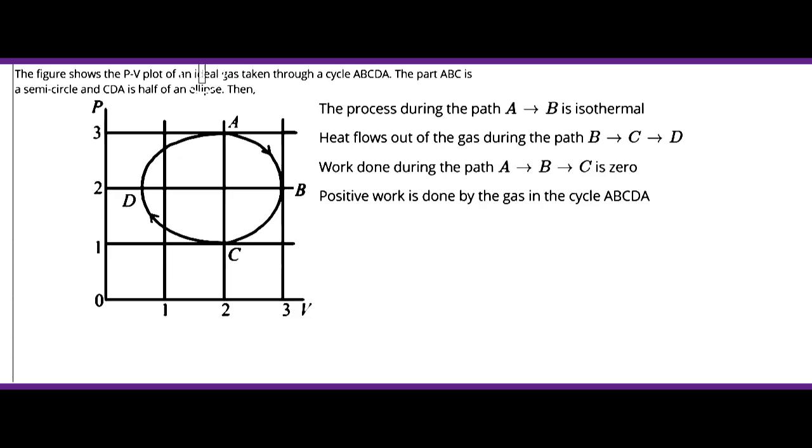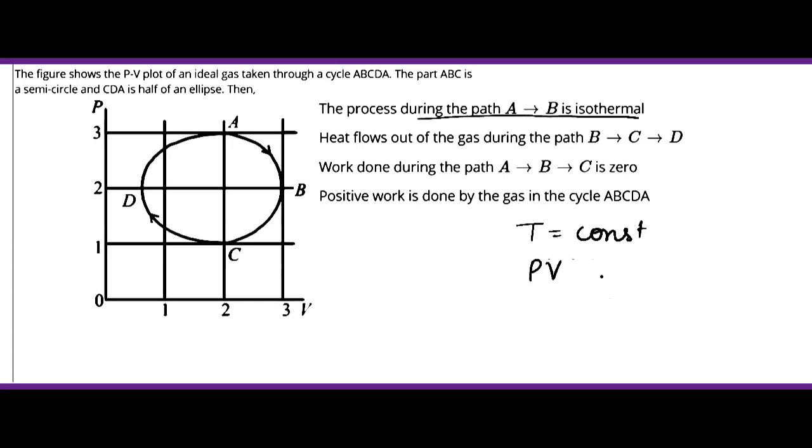Hello, we are given a question, and the question says the figure shows a PV plot of an ideal gas taken through a cycle ABCDA. The part ABC is a semicircle and CDA is half of an ellipse. So ABC is a semicircle and this is somewhat an ellipse, right? The process during the path A and B is isothermal. So from A to B, since for isothermal T equals constant, right?